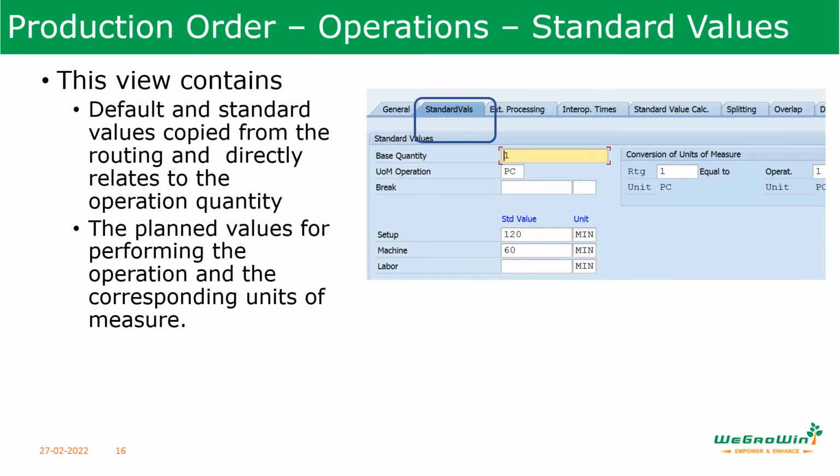In the standard values page, we have information about the default and standard values which are copied from the routing, and it is directly related to the operation quantity. For example, in routing, you defined I need 5 minutes for one piece. The production is 100 pieces, which means 500 minutes. Those kinds of details will be updated here. The planned values for performing the operation and the corresponding unit of measure are updated in this page.